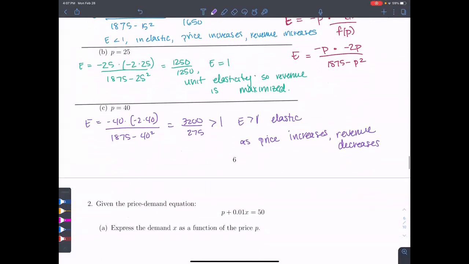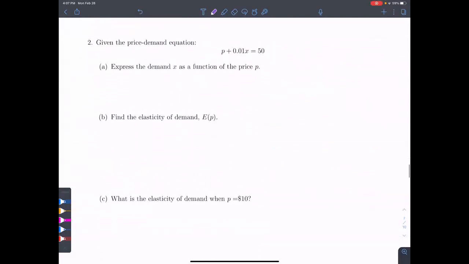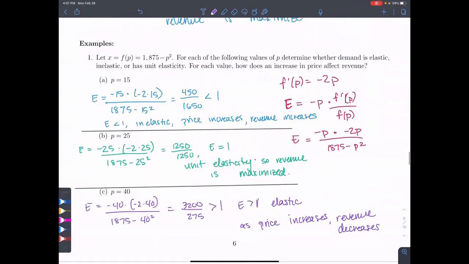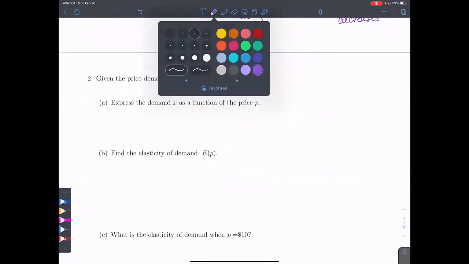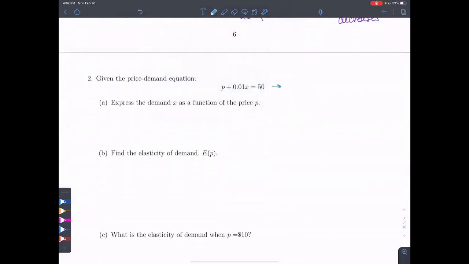Okay, let's do another one. On this one, we were looking at this function as f of p, x equals something in terms of p. So we're going to have to do that to start with here. We're going to rewrite this as x equals something in terms of p.